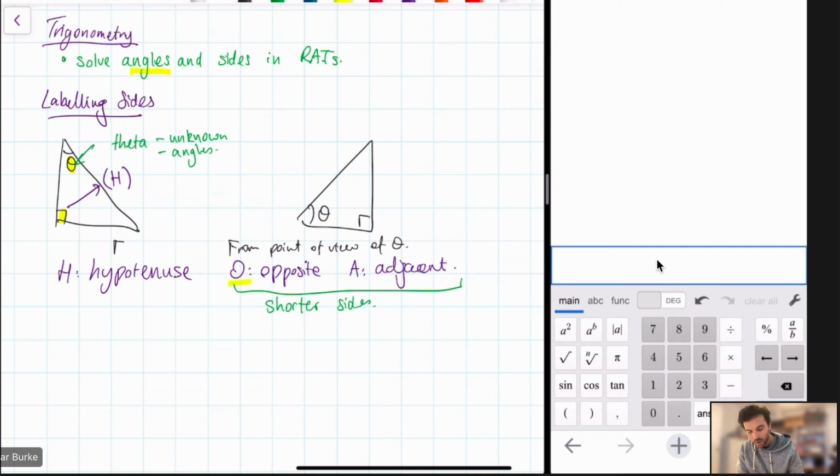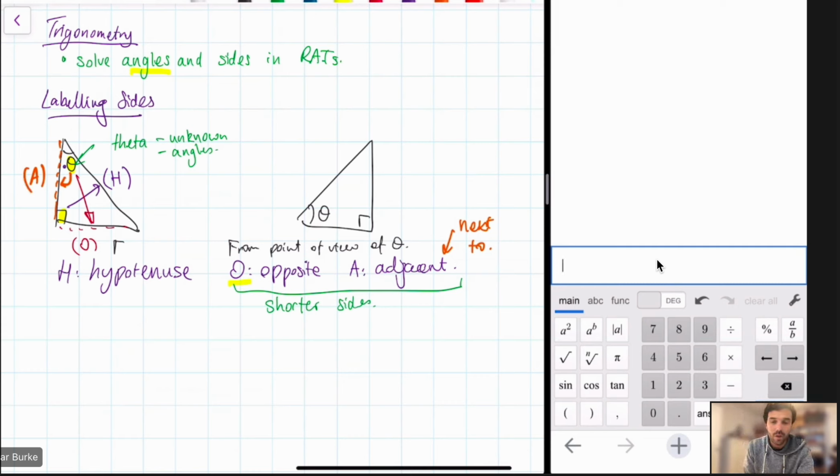Next, let's do opposite. Okay, so the opposite here is, we start from our theta there, it's the side that's opposite the theta. We can see over here that this side here is opposite the theta. The last one is adjacent. Now adjacent means next to, so being next to something. So we can see that this side here is next to the theta. So it's the shorter side that's next to theta. So we're going to label that A.